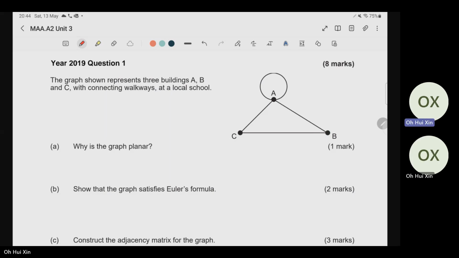All right, question 1, year 2019. The graph shows you 3 buildings A, C, and B with connecting walkways represented by the edges. Why is the graph planar? We know that a planar graph is basically a graph that you can redraw so that no edge crosses over each other, right? So that's why the graph is planar.